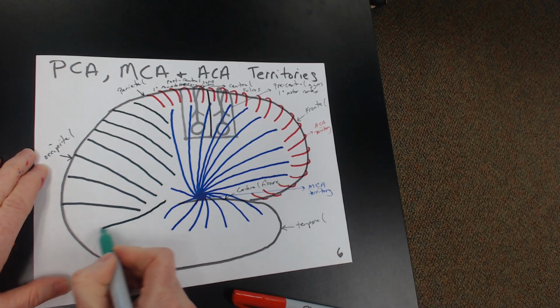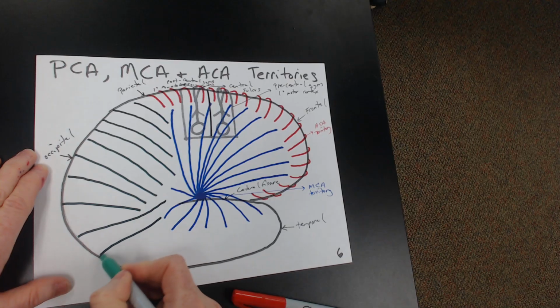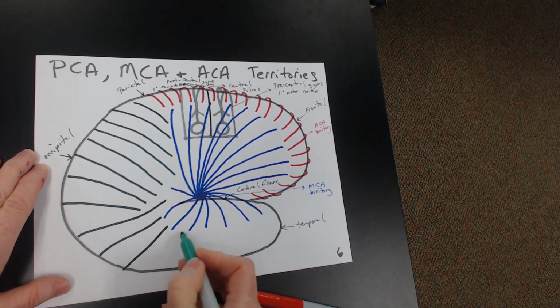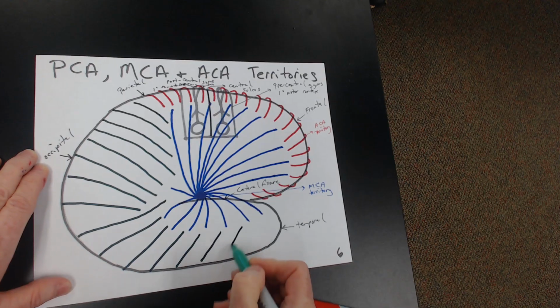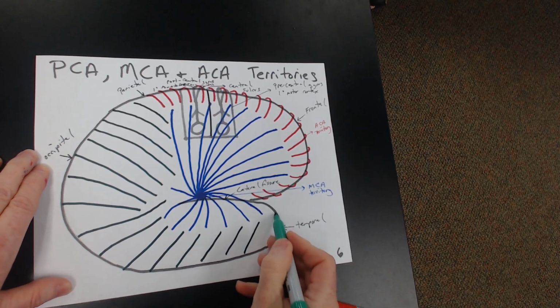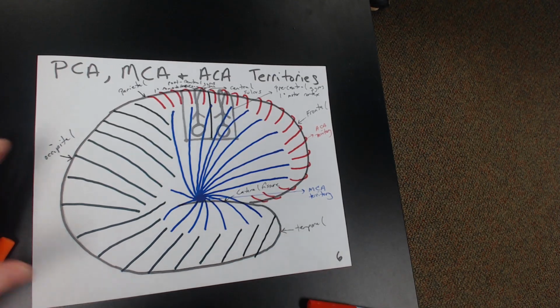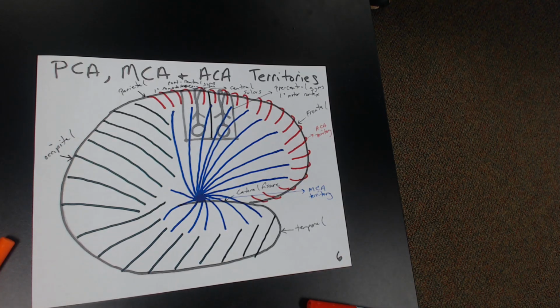So if a patient has a PCA stroke, what do you think they might have problems with? Vision. Yeah, they're going to have trouble seeing. They're going to complain about visual deficits.